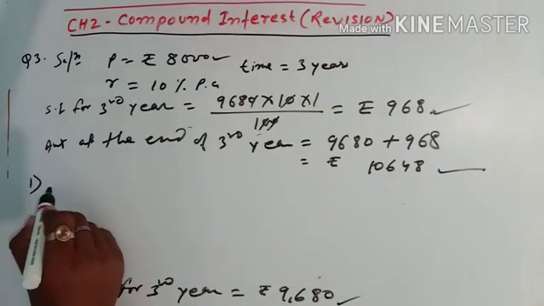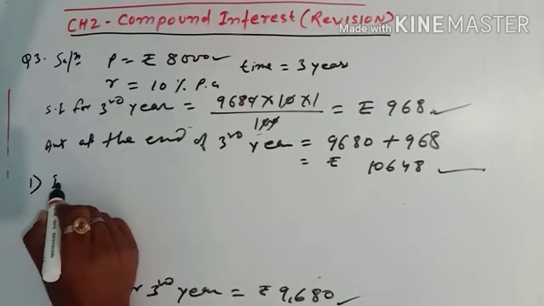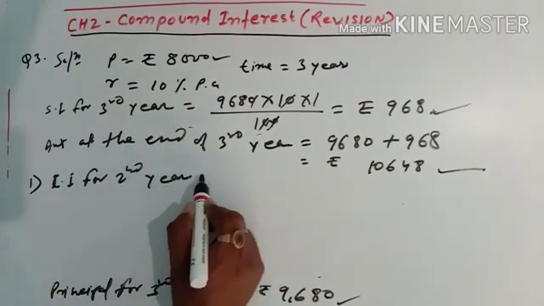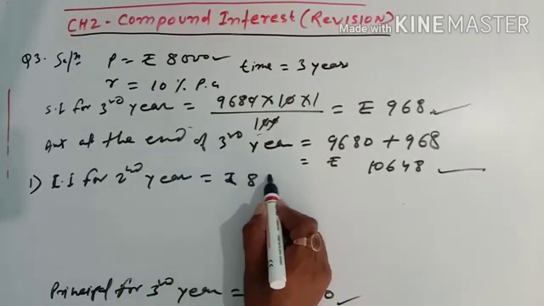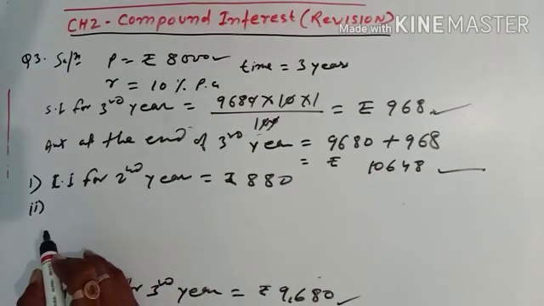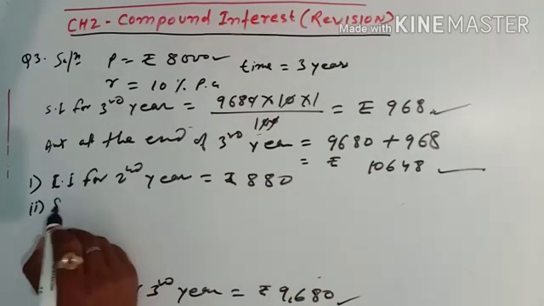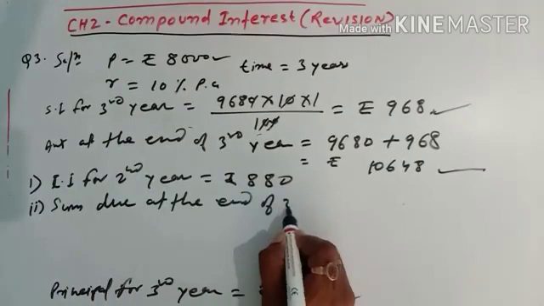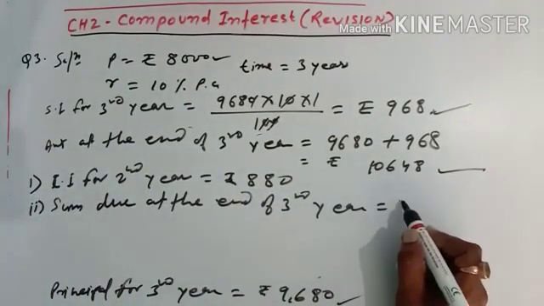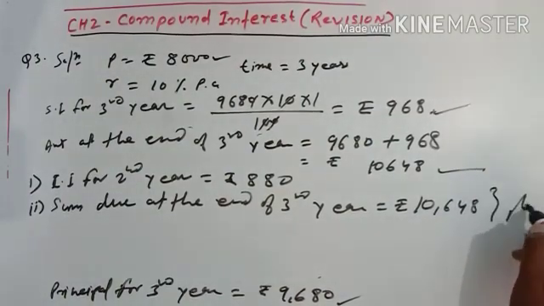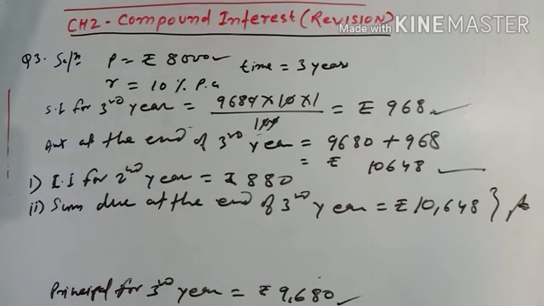Now what was the first question? To calculate the interest for the second year. So here the compound interest for the second year, we calculated, was 880. And the second question was to calculate the sum due at the end of third year. So here the sum due at the end of third year was rupees 10,648. So these two were the answers of this question. Okay, we will solve one more question to make your concept clearer.